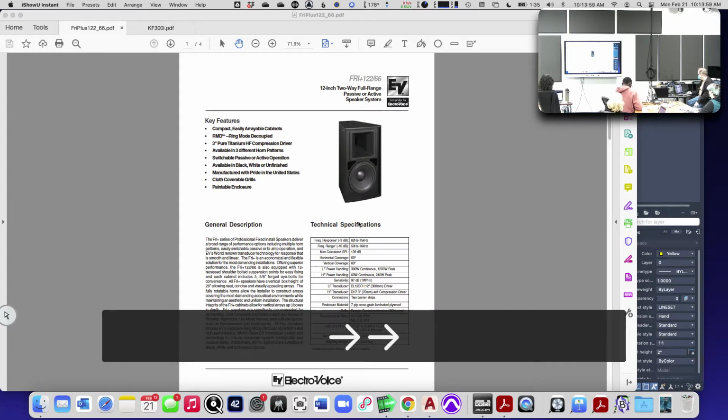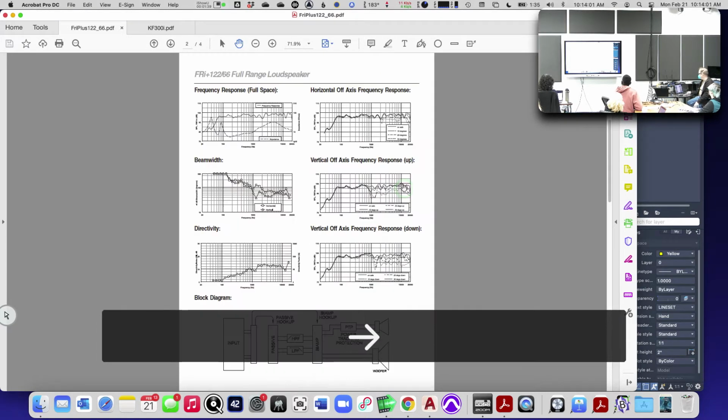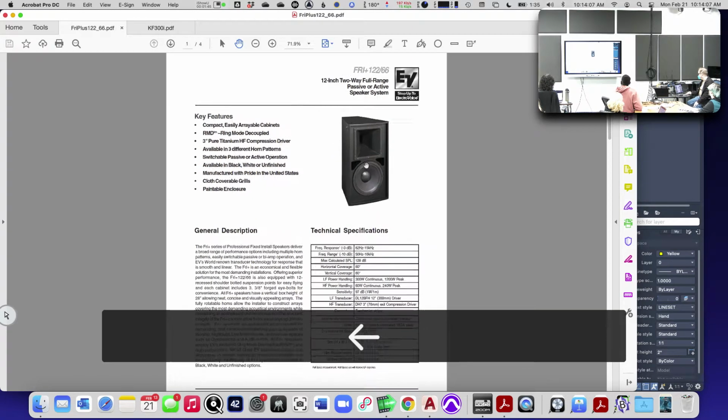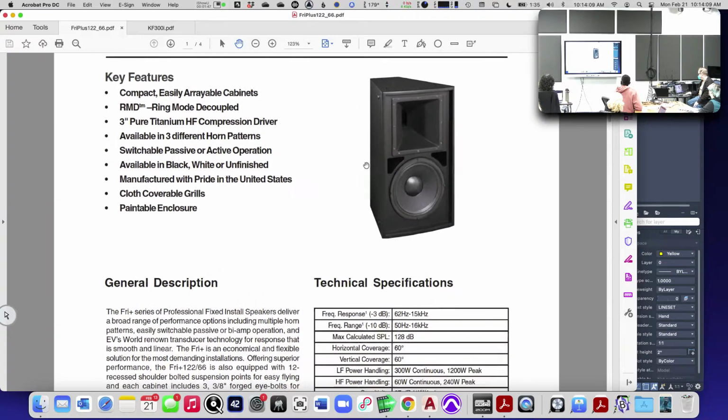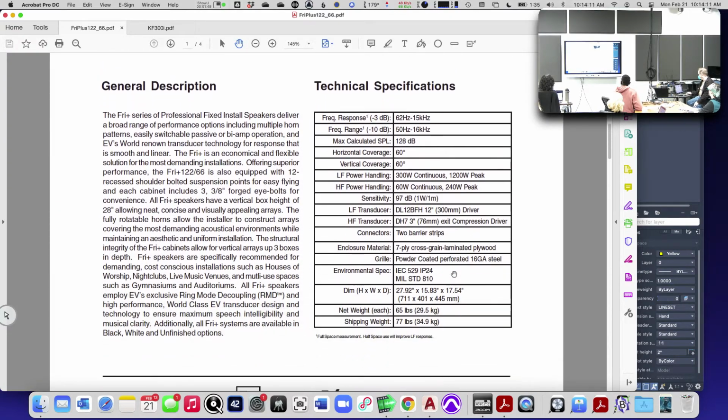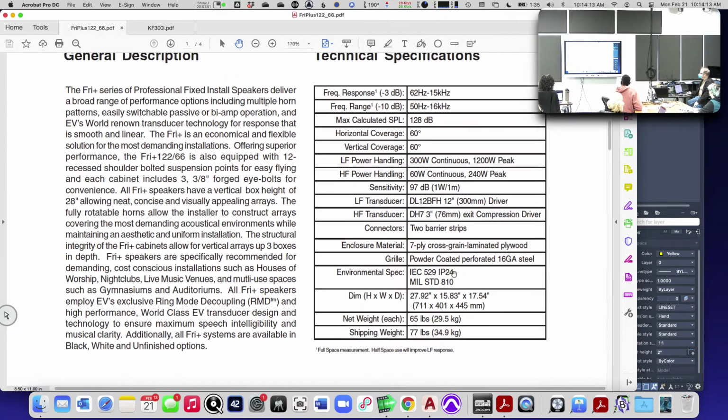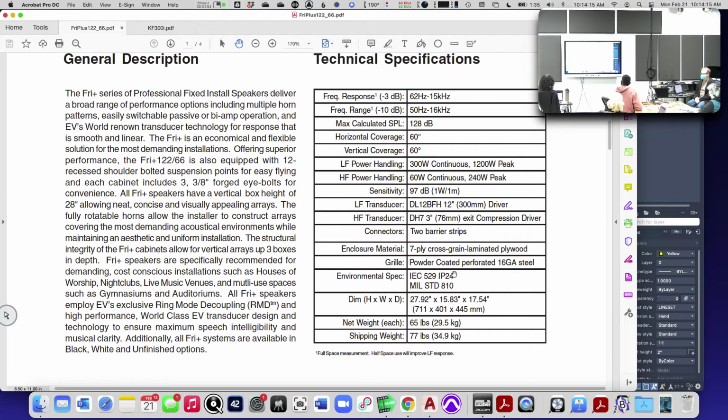And here's an example of a loudspeaker. This is a polar plot. Well, it's got a bunch of different graphs. This is something from Electro-Voice. Now I want to show you just a couple things about this. First of all, if you look at the spec sheet for this thing, it says it is a 60-degree horizontal by 60-degree vertical loudspeaker.